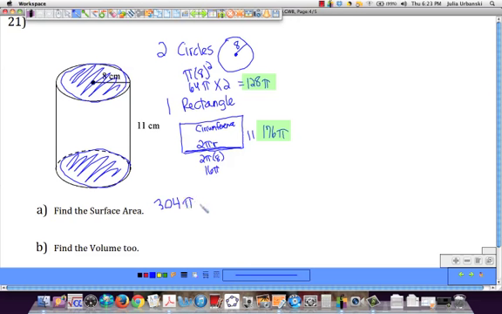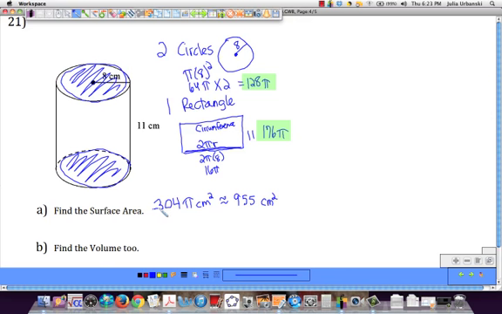But if you didn't want it in terms of pi, all you have to do is 304 times the pi button, and you get 955.04 basically, and it's centimeters squared because it's surface area. For volume, you have to remember that the volume is the base area times the height. So you just have to remember what you found for the base area there.